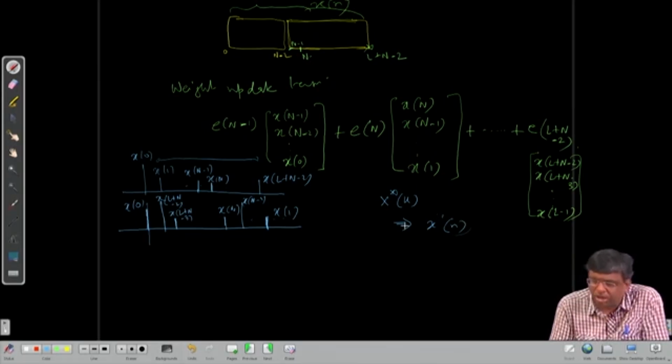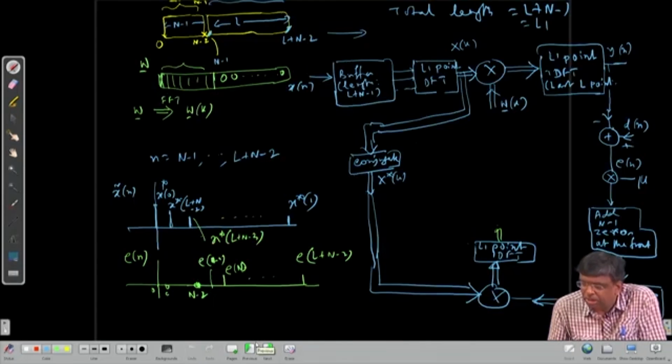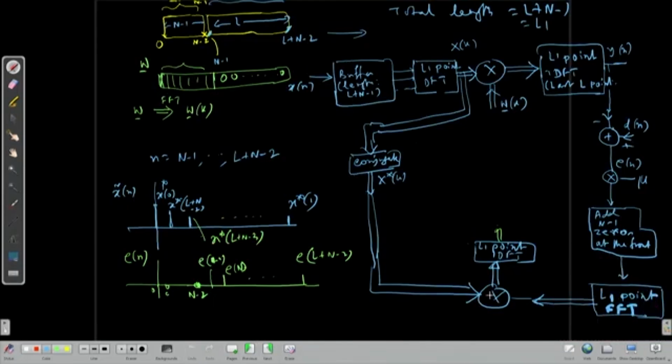And you remember, after conjugation, I am multiplying this with what? In time domain I formed a sequence where the error started at n minus 1, then n minus 2 up to here, but I padded with n minus 1 zeros in the beginning. So, 0 0 0 0 0 and then E of capital N minus 1, capital N, capital N plus 1 up to this. The larger sequence, and then I have taken the FFT of that.